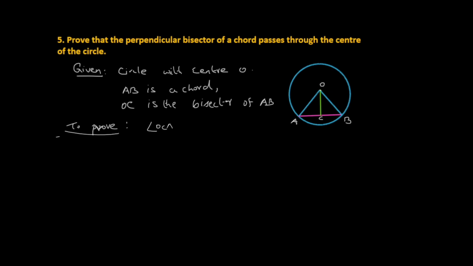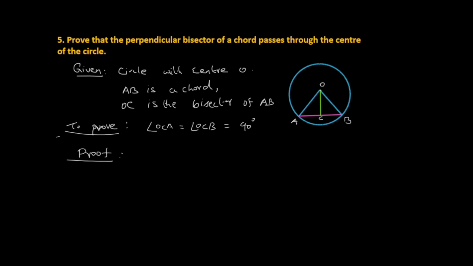We need to prove that angle OCA is equal to angle OCB is 90 degrees, which means definitely the perpendicular line passes through the center of the circle. Then we can conclude that O is the center of the circle. If OC is the perpendicular bisector, it should pass through the center.